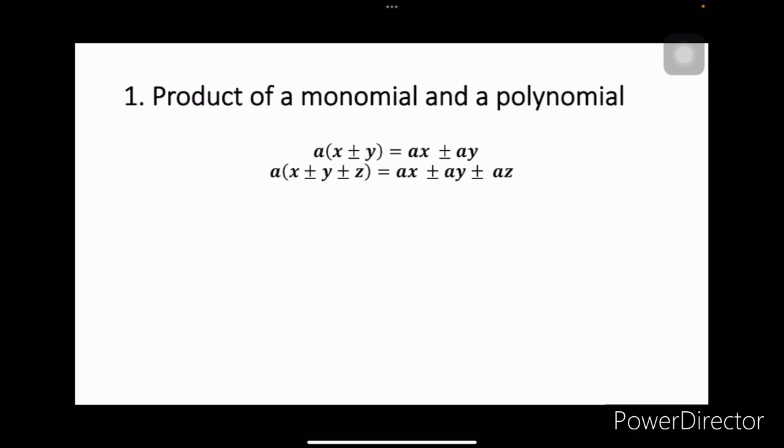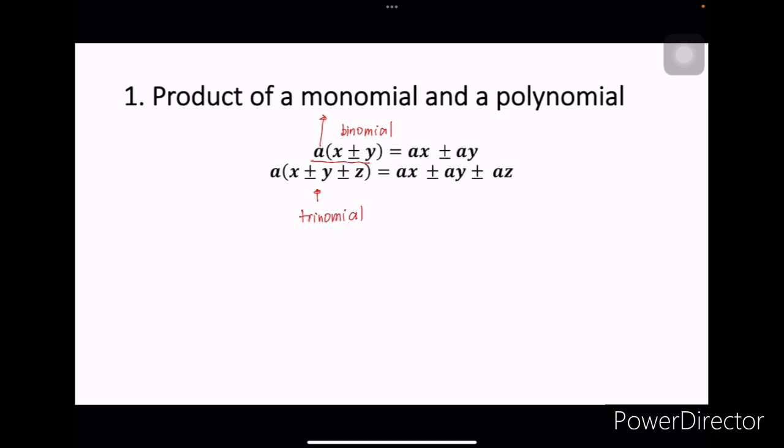If we have an expression of a times the quantity of x plus or minus y, a here is a monomial, and x plus or minus y has two terms. So this is a binomial, and if you have three terms like in this example here, this is a trinomial, and if you have four or more terms, that's a polynomial.